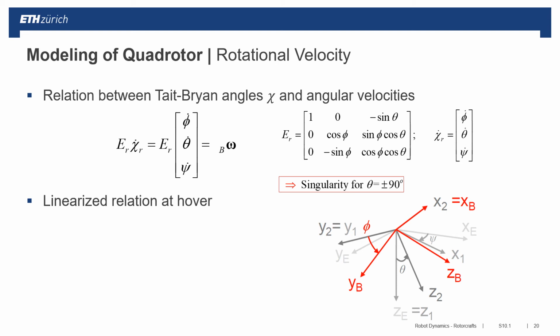Additionally, in our case, we are only looking at the dynamic model at hover. For hover, we have very small angles, which means that we can set cosines to one and sines towards 0. And if we plug this into the rotational matrix ER, we can see that we get the identity matrix. So in the hover case, the whole dynamical model becomes quite easy.